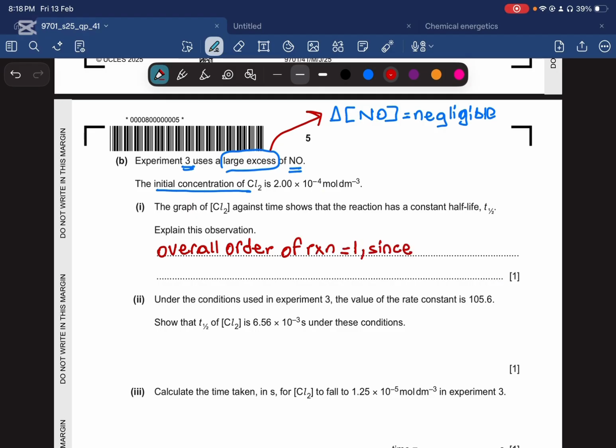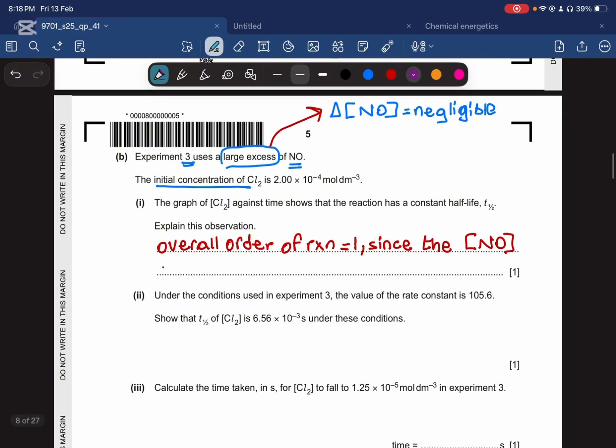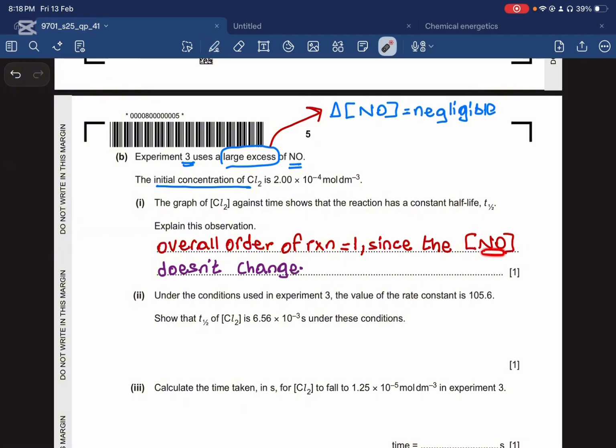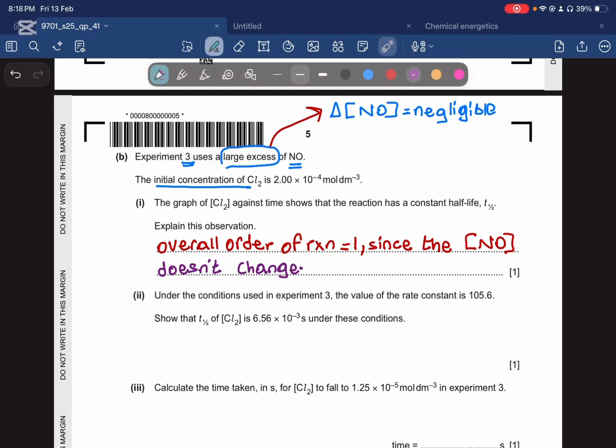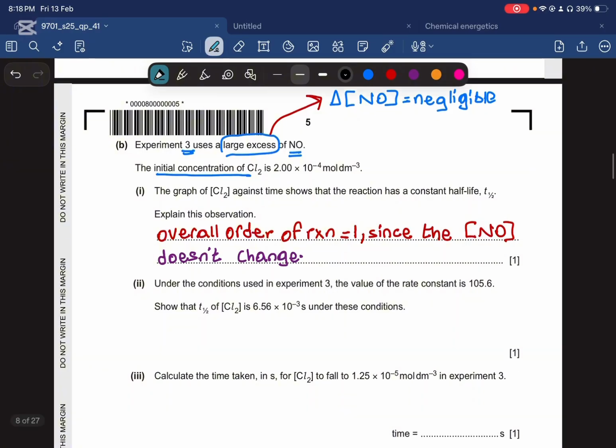since the concentration of NO does not change. You could just write square brackets to say the word concentration. Or you could also write that the change in the concentration of NO is negligible. NO is nitrogen monoxide. Or if you want to be extra sure, just write that the change in the concentration of nitrogen monoxide is negligible. Part 2.